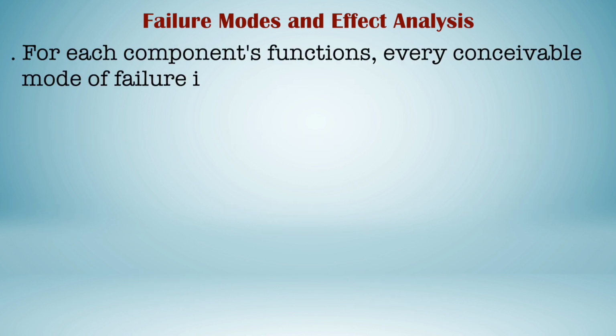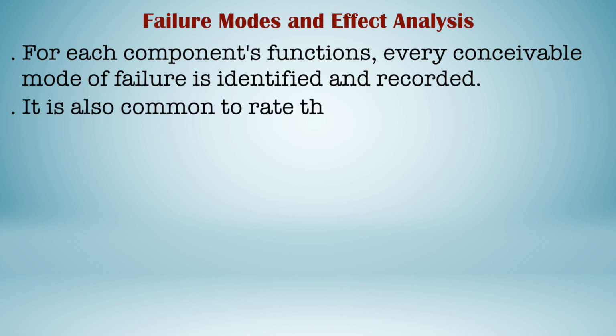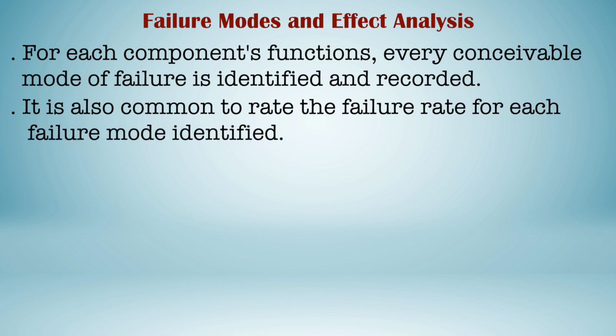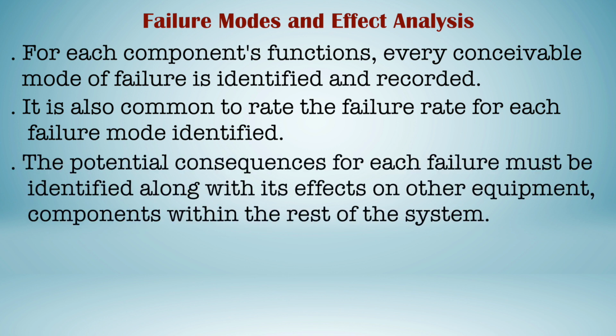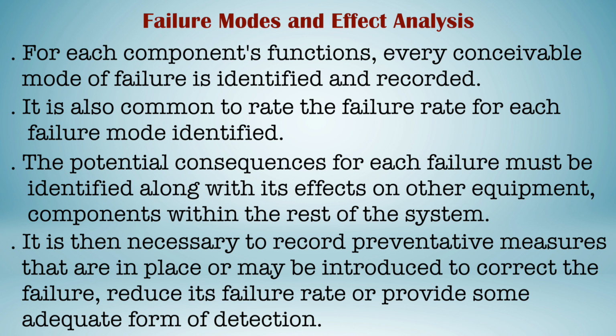For each component and function, the mode of failure is identified and recorded. It is also common to rate the failure rate for each failure mode identified. The potential consequences for each failure must be identified, along with the effects on other equipment components and the rest of the system. It is then necessary to record preventive measures that are in place or may be introduced to correct the failure, reduce its failure rate and provide some adequate form of detection.